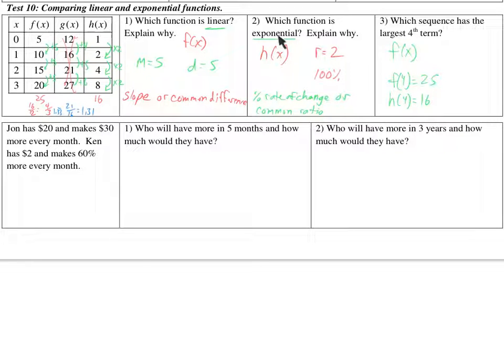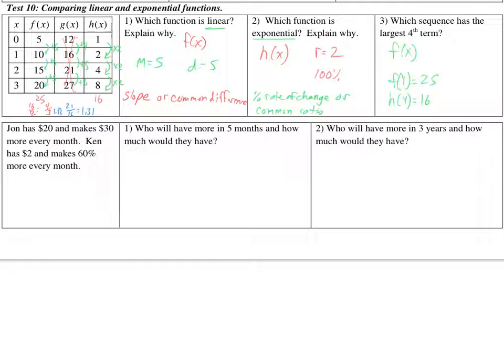Exponential are called geometric. Linear are called arithmetic. Next question. John has $20 and makes $30 every month. Ken has $2 and makes 60% more every month. Can you tell by looking at this who's exponential and who's linear?